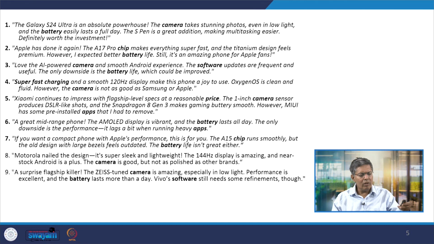Now, if you see all these different reviews, because it is only 9 reviews, what I have done is I have highlighted, bolded some keywords, for example, camera, battery, chip, right? Then software, and then super fast charging, apps, okay. So, these are some keywords that we have highlighted from these 9 reviews.